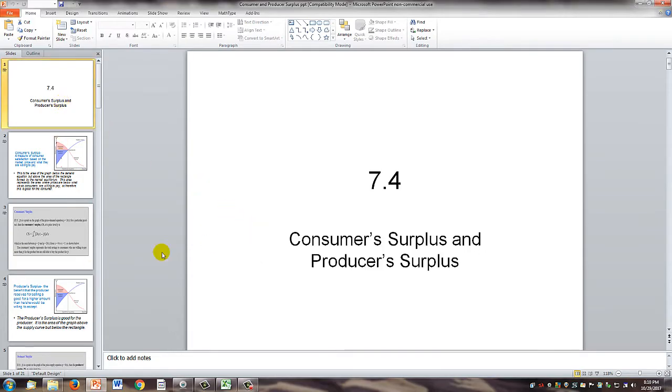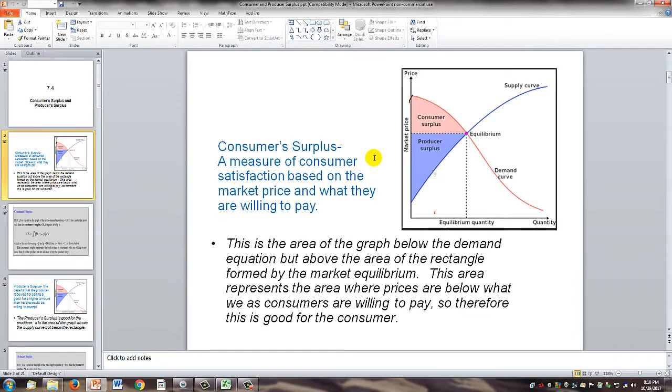Okay, this video is on consumer surplus and producer surplus, so let's dive right in. This graph here is going to be very helpful to you as you memorize consumer surplus and producer surplus. So let's break it down.